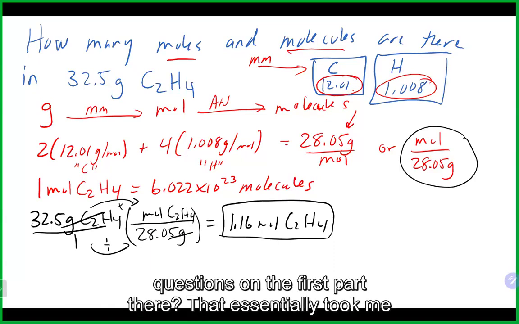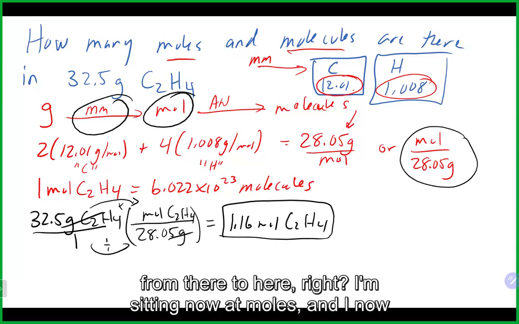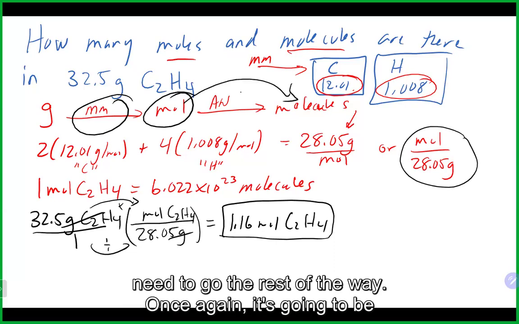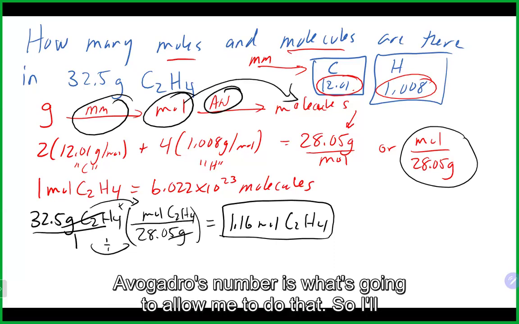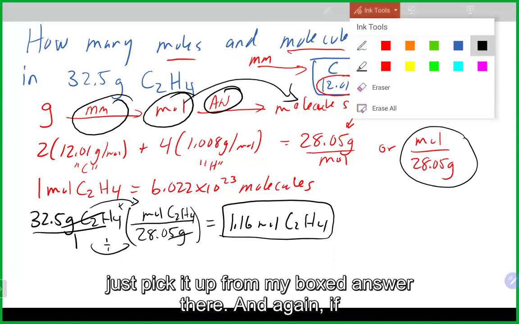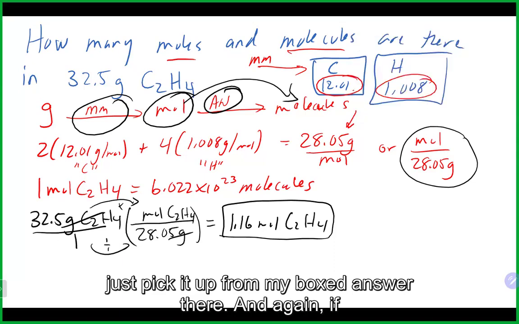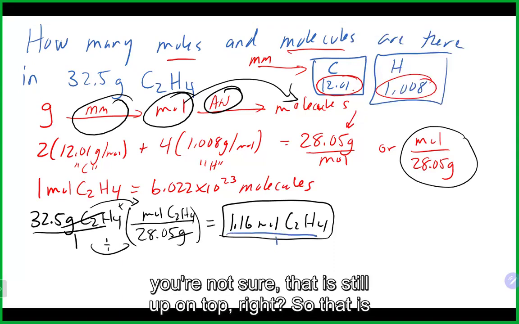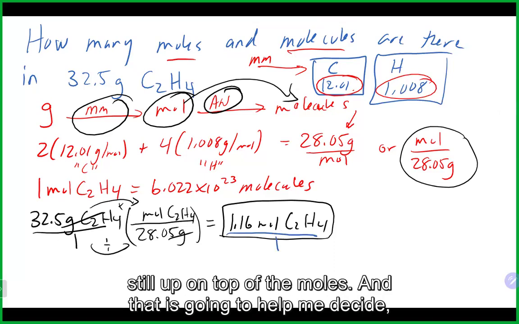First off, any questions on the first part there? That essentially took me from there to here. I'm sitting now at moles, and I now need to go the rest of the way. Once again, it's going to be Avogadro's number that's going to allow me to do that. So I'll just pick it up from my boxed answer there. And again, if you're not sure, the moles are still up on top.